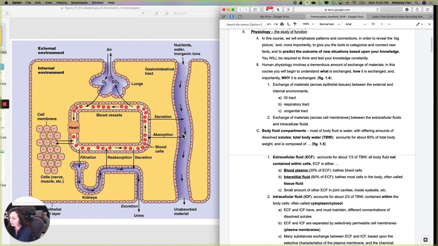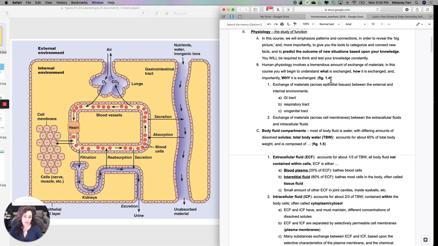Relatively familiar with what is exchanged. And you already might be familiar with how it's exchanged. But where physiology comes in is the why. Okay. So, why things are exchanged. So, not just I need oxygen in and I need carbon dioxide out, but also why you need oxygen in and carbon dioxide out.